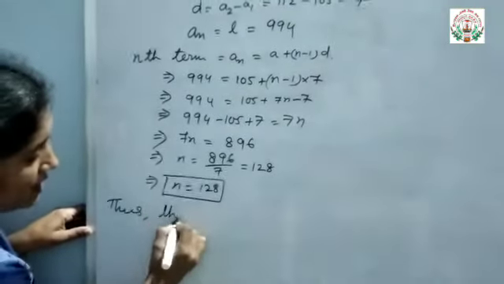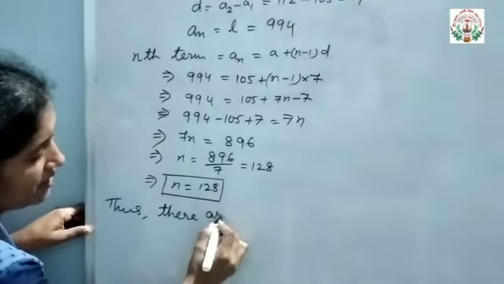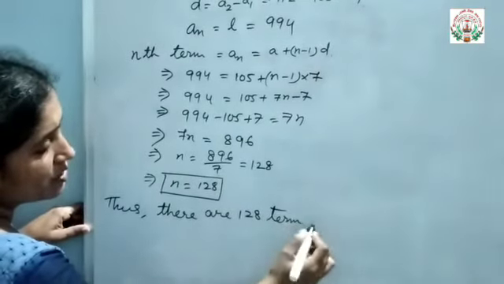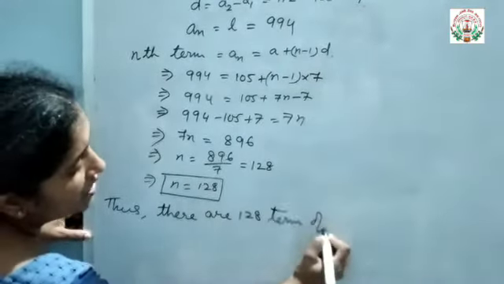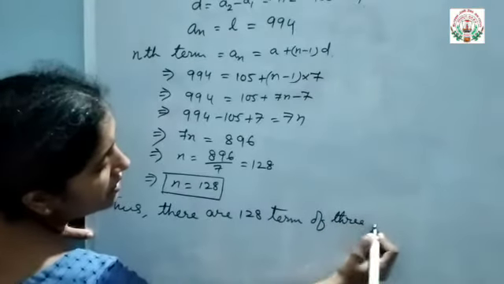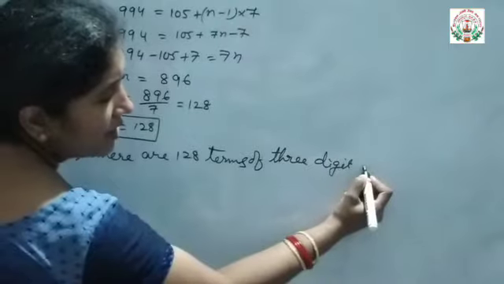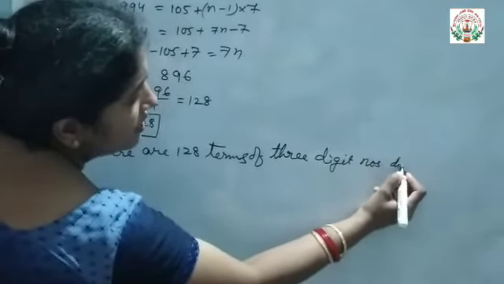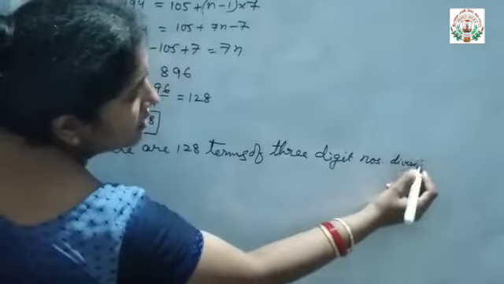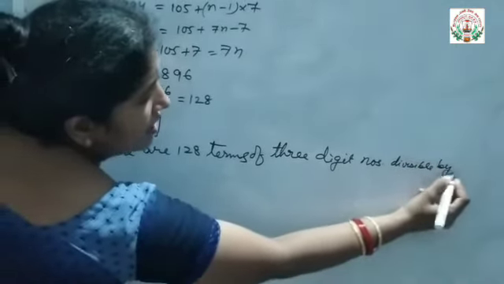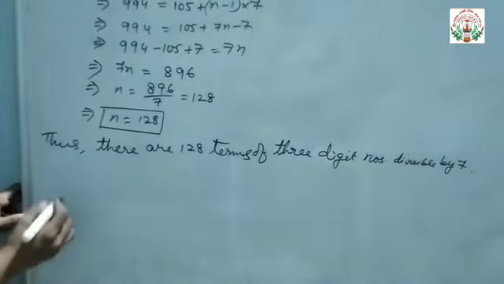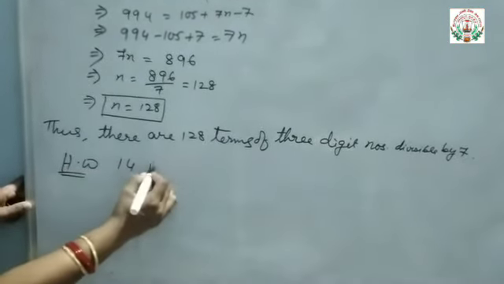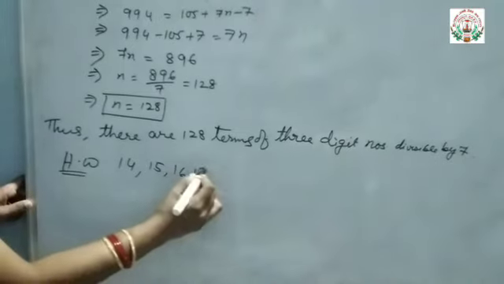Thus, there are 128 terms, that is, 128 3-digit numbers divisible by 7. Okay, answer. So now homework will be: you all solve the 14th question, 15, 16 and 17.